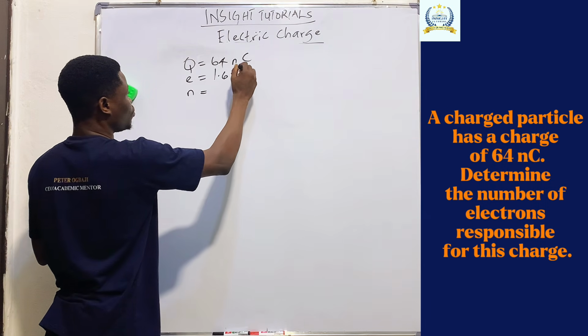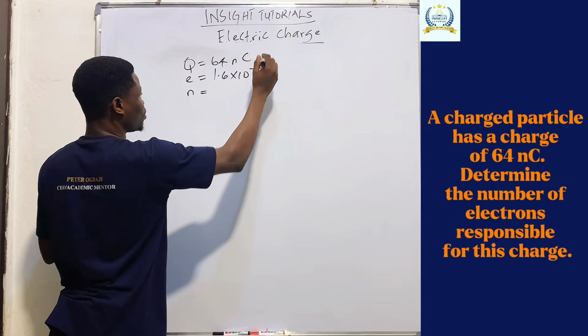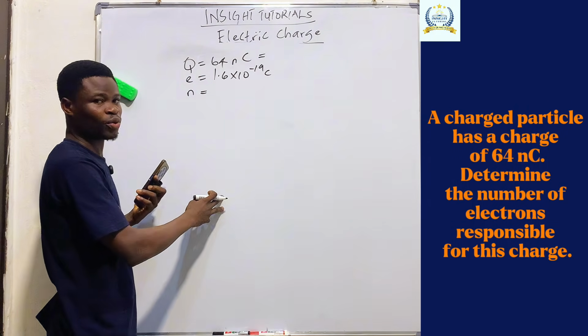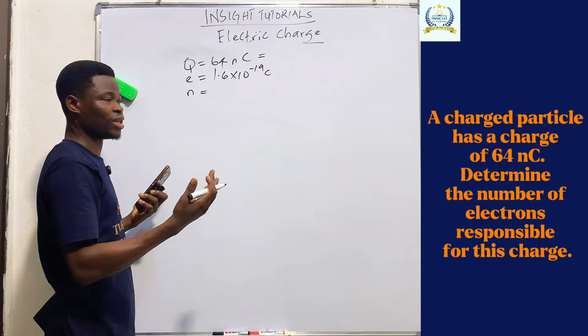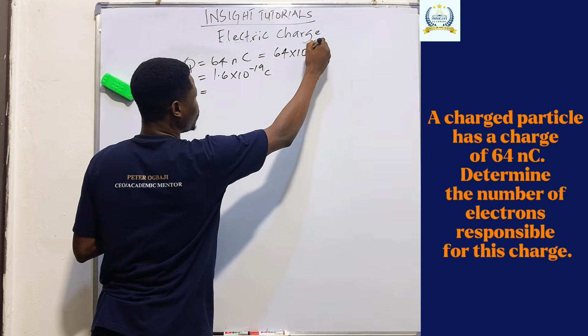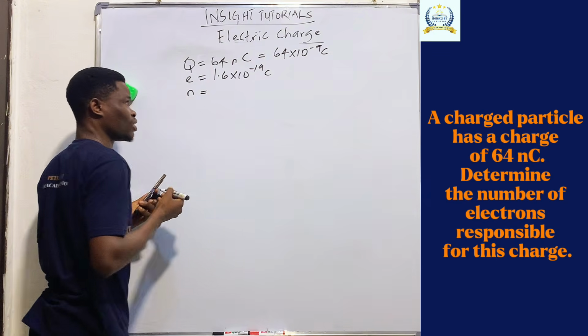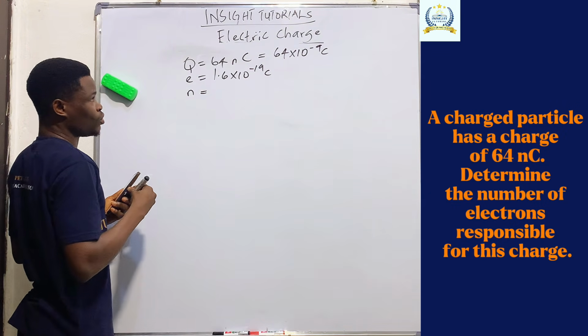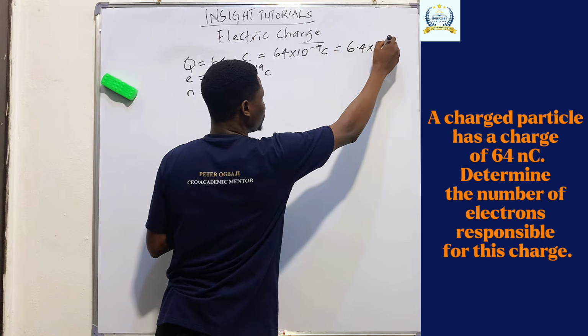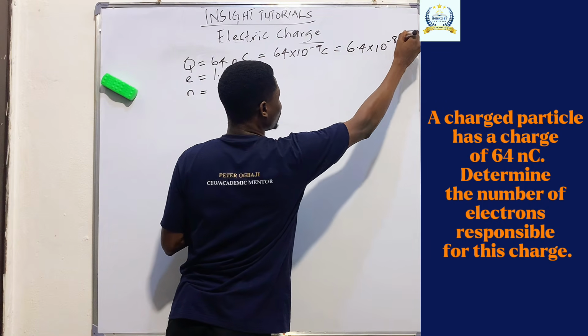The elementary charge is 1.6 times 10 to the power of minus 19 coulomb. Nanocoulomb, we need to do a conversion. When you hear the word nano, it means 10 raised to the power of negative 9. It's going to be 64 times 10 raised to the power of negative 9 coulomb. That's a conversion that we've done already. We can go further to write this as 6.4 times 10 raised to the power of negative 8 coulomb.